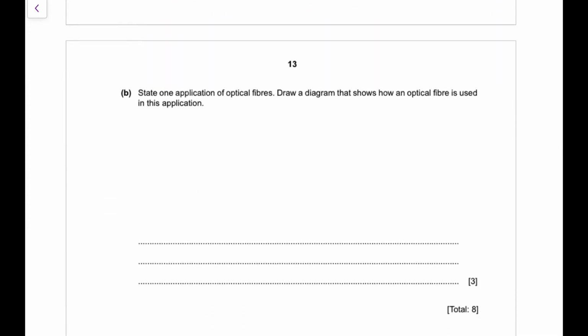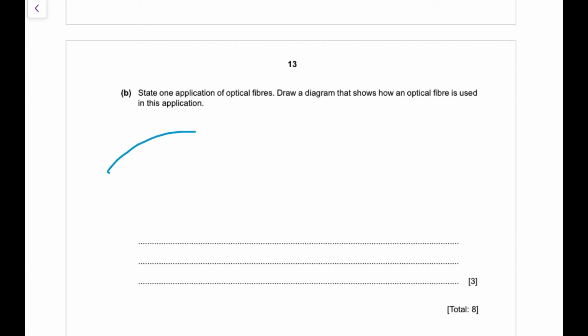B. State one application of optical fibers and draw a diagram that shows how an optical fiber is used in this application. So you can give any proper example over here. In my case, I'll be using telecommunications as an example. Let me just give a brief overview of the mechanism of optical fibers. Optical fibers use total internal reflection to perform their functions, and this happens when the angle of incidence in the denser medium is greater than the critical angle, and this will cause all of the light to reflect instead of refracting.